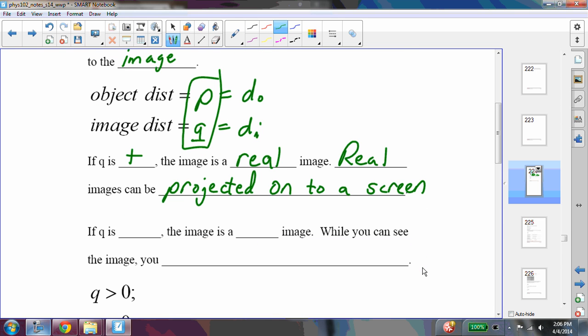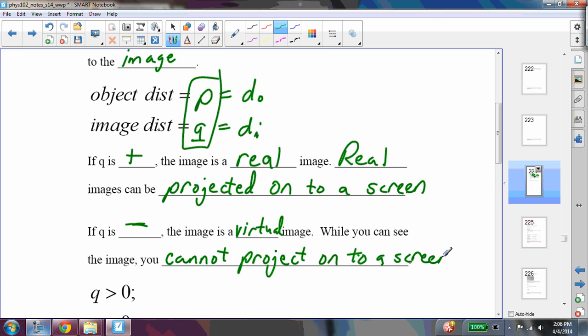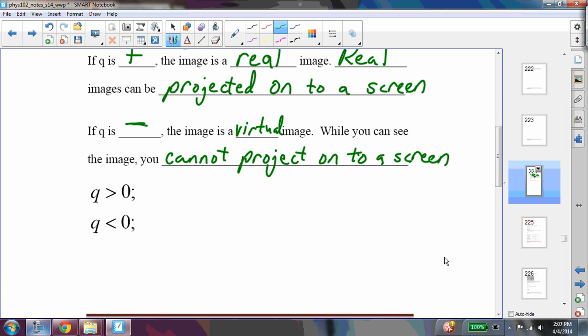Now, if Q is negative, the image is a virtual image. And while you can see the image, you cannot project it onto a screen, like in your bathroom mirror, for example. All right, so if Q is greater than 0, it's a real image. If Q is less than 0, it is what we call a virtual image. Real images can be projected onto a screen. Virtual images cannot be projected onto a screen.